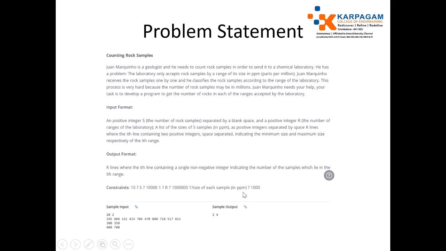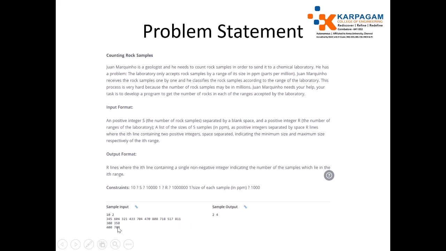Okay. Here for the sample input, 10 and 2. 10 is the size of the rock samples, that is the number of rock sample values in ppm, and 2 is the number of queries. Here the next line has the starting range and ending range, lowest range and highest range. From 300 to 350, how many samples are available? Just check. Only 2 samples are available.